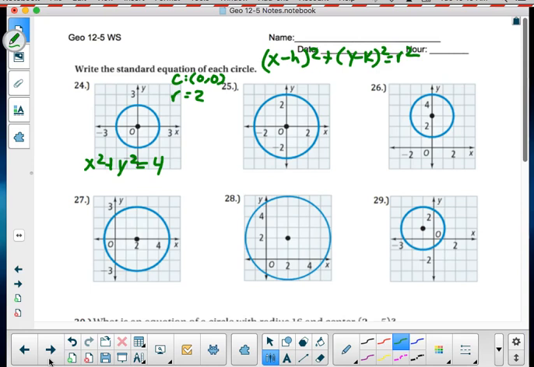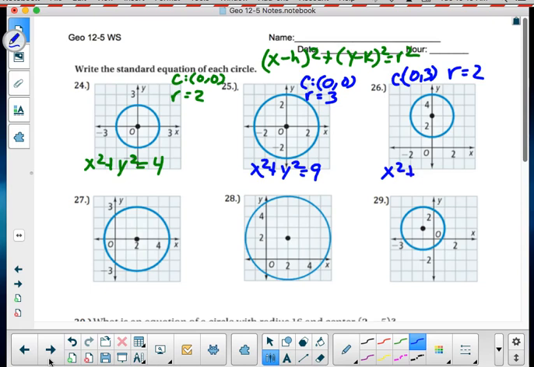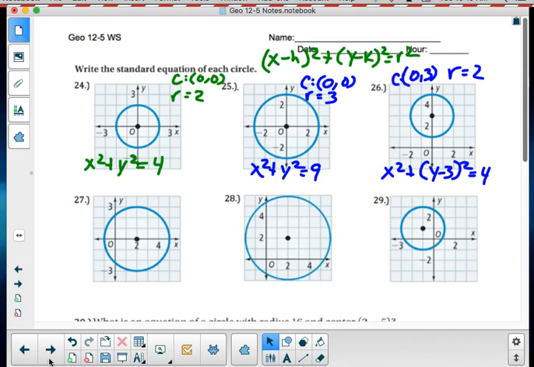So in 25, my center is 0, 0 again. My radius is 3. So I've got x squared plus y squared equals 9. My center here, it's changed. It's 0, 3. My radius is 2. And notice I'm checking to make sure the whole time that I'm going up by ones on my units. And now I've got x squared plus the quantity y minus 3 squared is equal to 4 from my equation.